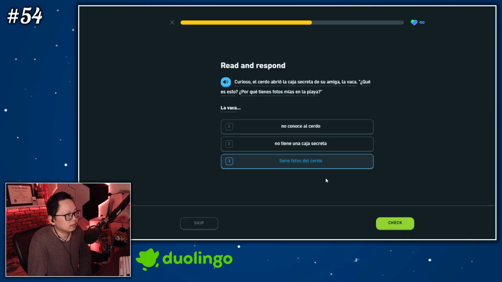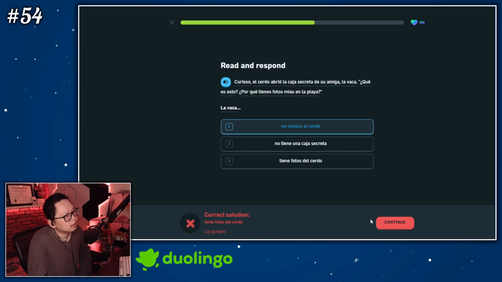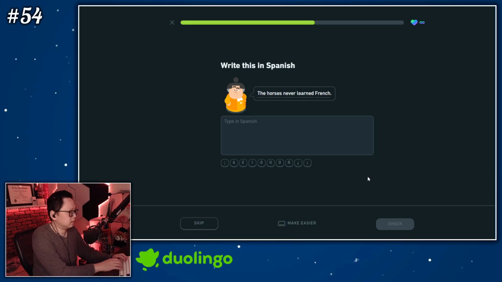Curioso, el cerdo abrió la caja secreta de su amiga, la vaca. Pero la vaca no conoce el cerdo. Or no. Wait. It's so confusing. Curious. The pig opened a secret. Yeah, true. Okay, yeah. So they had secret photos or something. Yeah, that's fine. I had a pronoun problem there. Or like, who's talking about who there?